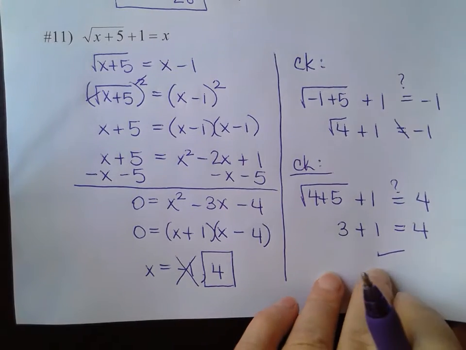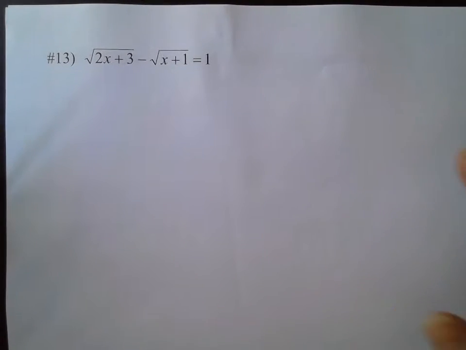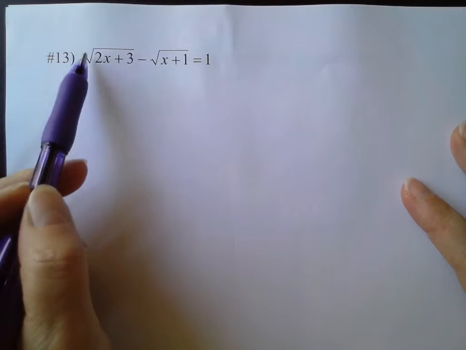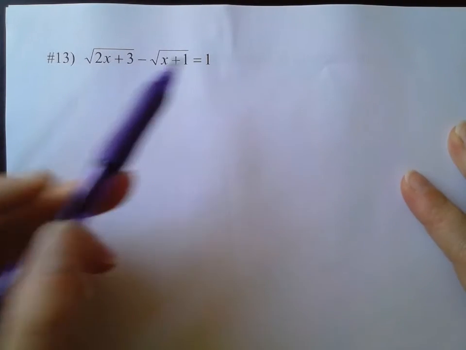All right, let's up it one more notch so you can see an even more challenging problem. This is number 13. I chose this one because it has 2 square roots in the problem. We still want to use the same process. At the beginning here, because we have 2, we're just going to choose one of the square roots to isolate and then work from there. So I'm going to isolate this first square root. I'm going to get it by itself. I'm going to add this square root over to the other side.